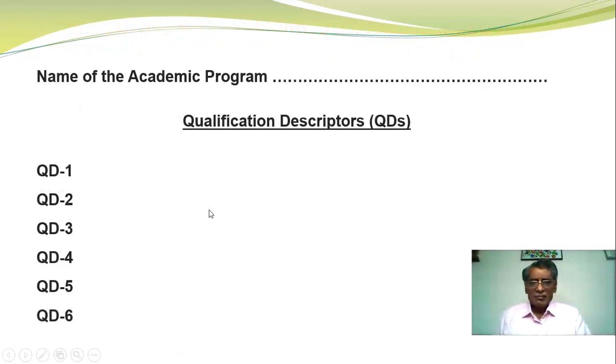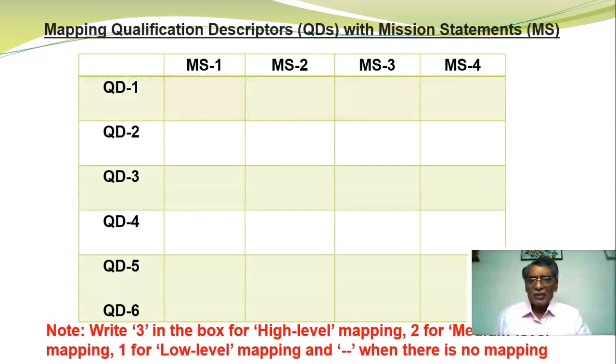Then again, qualification descriptors, about 6 numbers. I have already discussed the format and also example in the part 2 of the video. You can mention all those here. Then mapping of qualification descriptors with mission statements. Suppose you have 6 qualification descriptors, 4 mission statements. In some colleges, you may have only 3 mission statements, no issue, right?